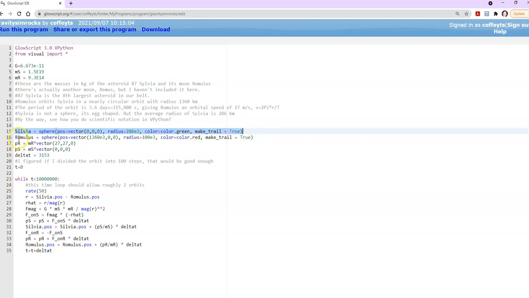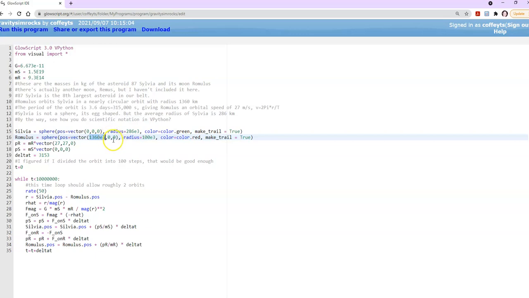Now Romulus, that's also a sphere, and I'm going to put it in the x direction, which will be on our VPython screen to the right. Okay, so plus x is to the right on our default screen here in VPython. So I'm creating a sphere, and I'm putting it to the right of Sylvia by a distance of the average radius that was outlined here. Remember, it said that it travels in a nearly circular orbit with a radius of 1,360 kilometers. And so the position vector here, I'm putting it to the right at 1,360 kilometers, and then I'm putting it at y and z of 0.